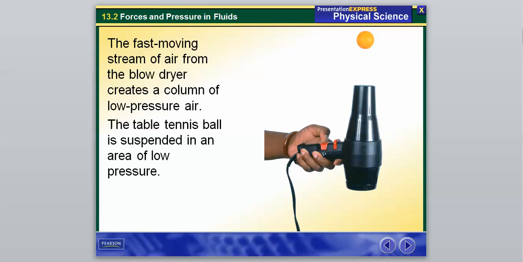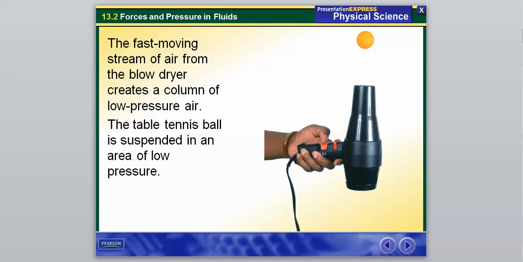So as always, we have our little example to start here. It says the fast-moving stream of air from the blow dryer creates a column of low pressure air. And so the table tennis or ping pong ball is suspended in an area of low pressure. So the actual reason, again, we could probably predict what's going on here. We can feel the air moving out of the blow dryer, and maybe we just think that force is pushing it up. But really what is happening is that air is actually of lower pressure because of the speed, and so therefore the ball is trapped in that area of low pressure.